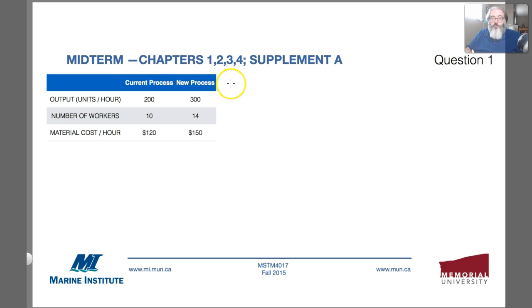So for the current process, we are going to have 200 units per hour times $20 for each unit, and we're going to divide that. So that's the output. We're going to divide it by the input. So the inputs are, we have the workers. So we have 10 workers at $10 an hour, and then we're going to add in our hourly materials cost, which we don't have to calculate because we're given as 120. And then we have to add in our overhead, which is 140% of labor.